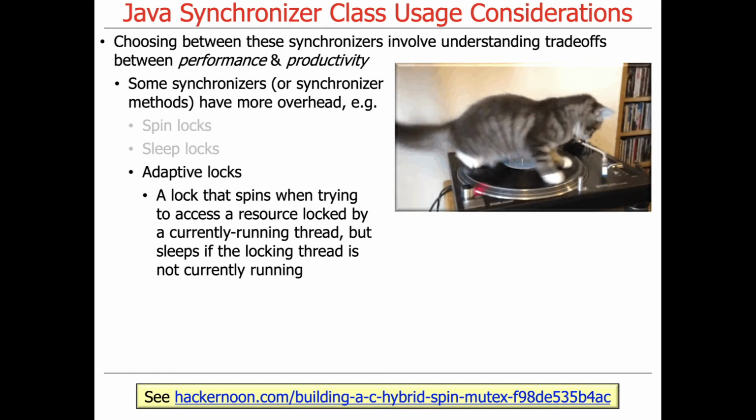In fact, there are things called adaptive locks, which are locks that will spin for some time, checking to see if a resource is locked by a thread that's running. But if the thread that owns the lock goes to sleep, then the thread that's trying to get the lock will also sleep, because there's no point in waiting for a lock if the owner is not able to run at the moment.